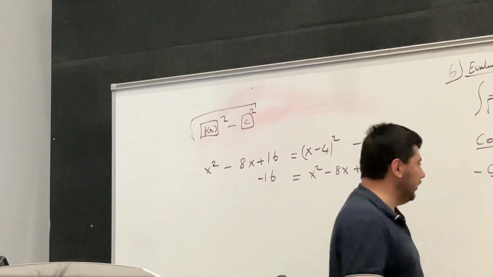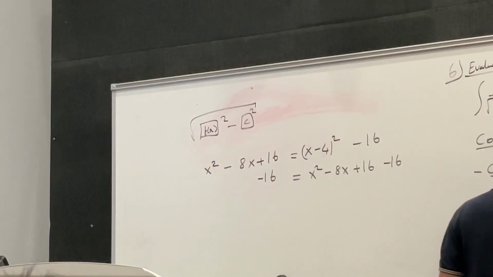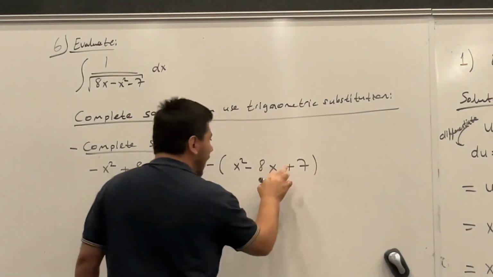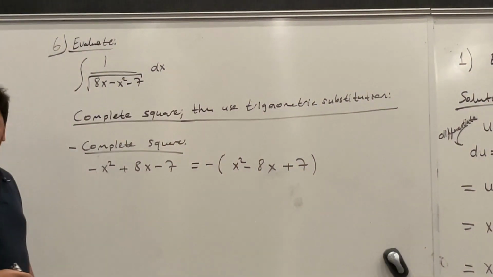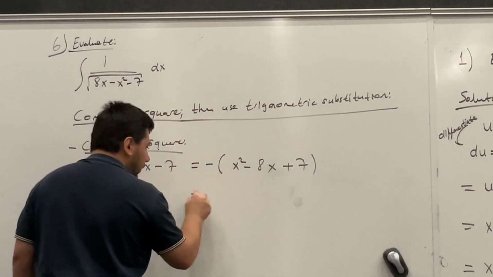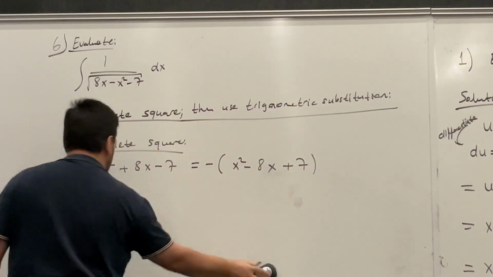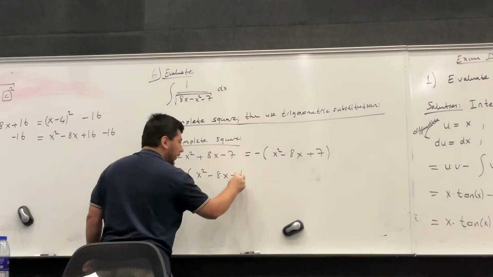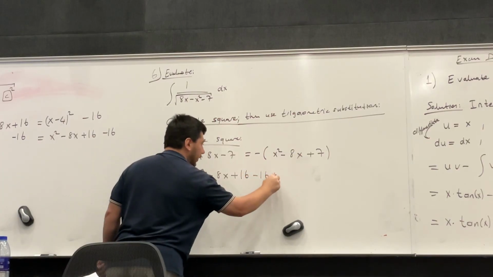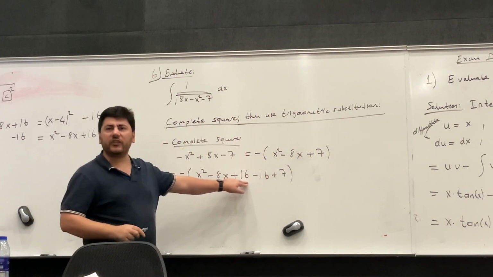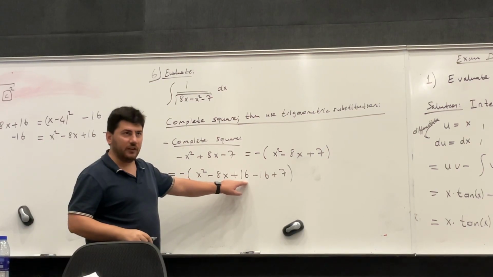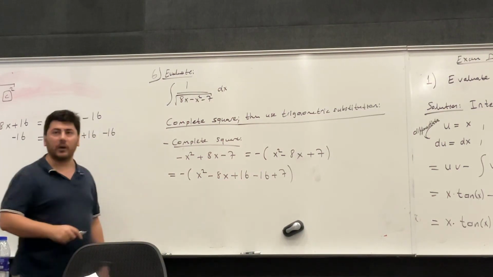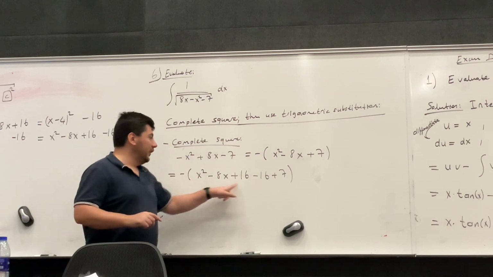So in this expression, I have minus x squared plus 8x minus 7. I need a 16 here, right? So I'm going to write x squared minus 8x plus 16 minus 16 plus 7. This is just 0. Adding and subtracting the same number is not going to change anything. The equality survives, but the square is now exposed.